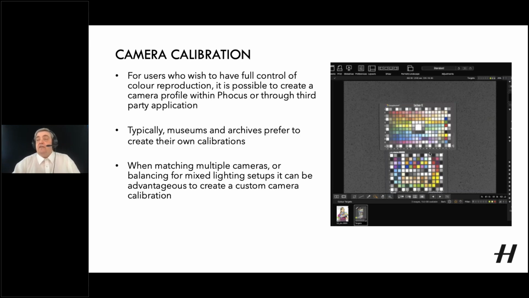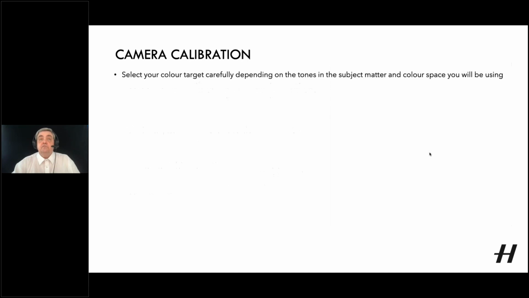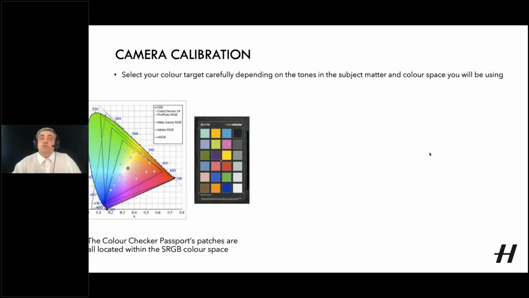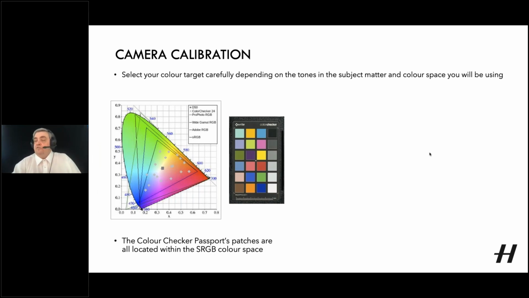So we fully understand there are those that want to create their own camera calibrations, and that could be in conjunction with reproduction mode or just updating very simply the standard camera calibration. So within Phocus, there is the option to actually create that. Now, you have to select a target, and it's quite important, depending on what you're photographing and what color space you're going to be working in, which target you're going to use.